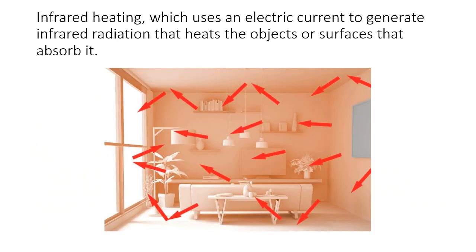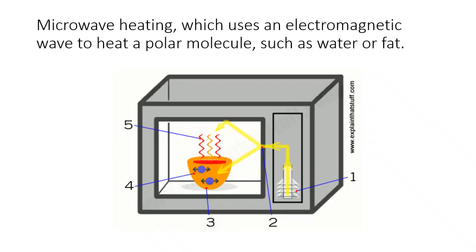Dielectric heating, which uses an electric field to heat a dielectric material, such as water or plastic. Infrared heating, which uses an electric current to generate infrared radiation that heats the objects or surfaces that absorb it. Microwave heating, which uses an electromagnetic wave to heat a polar molecule, such as water or fat.